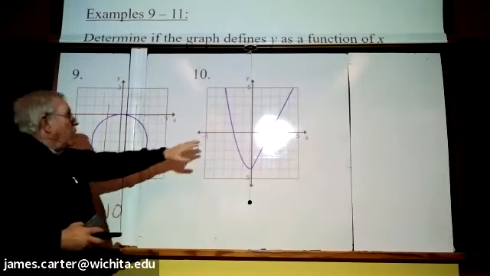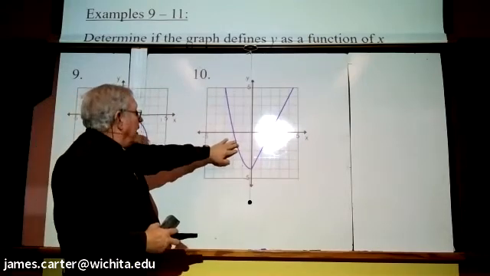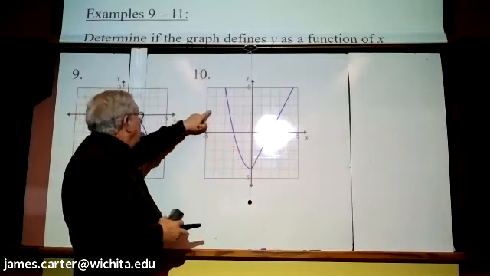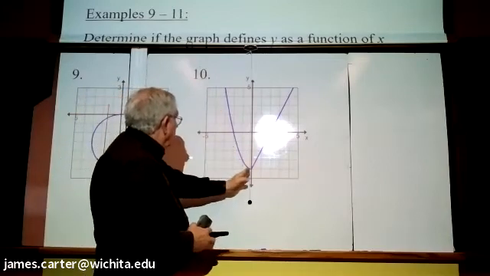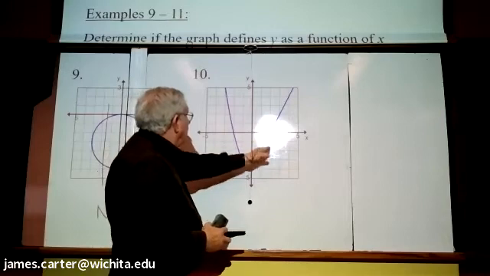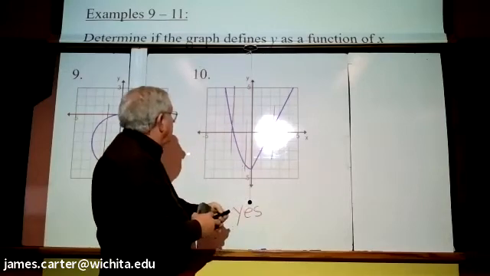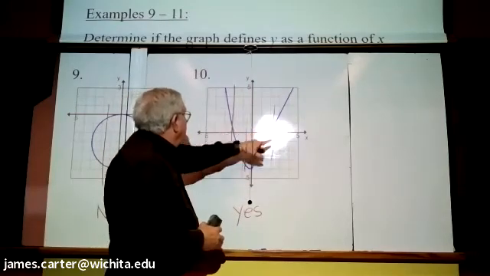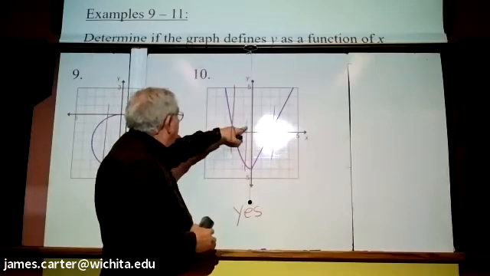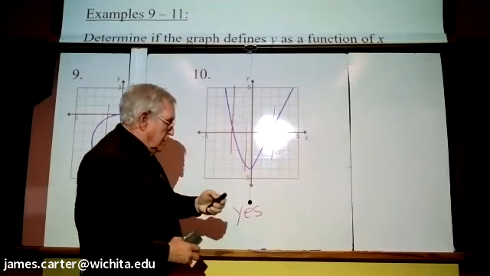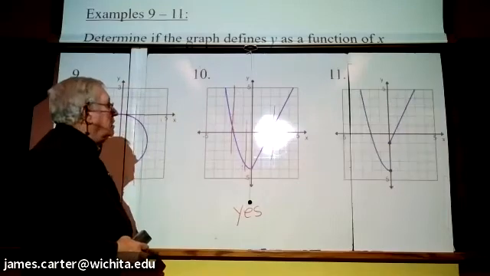Okay, here's a quadratic equation or a parabola. In this case, once again, with the vertical line test, you still only have one value for each unique x value. So the answer is yes.